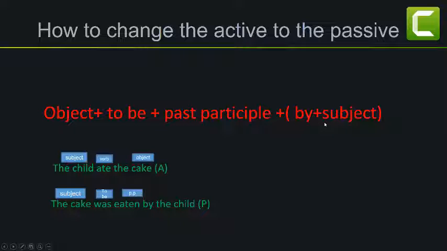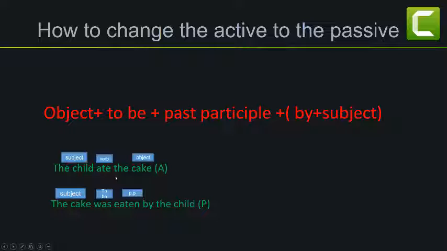Here you should pay attention to several things. First, you should identify the subject, the verb, and the object of the active sentence. We have the object, the cake. Subject is the child, and verb is ate. Also, you have to pay attention to the tense of the verb. Which tense form is the sentence?